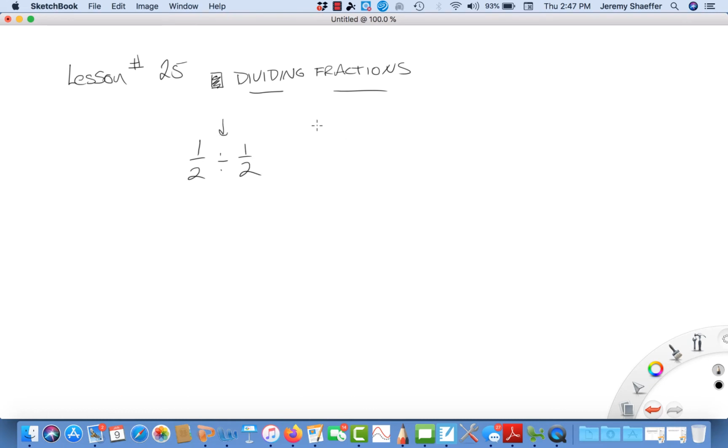Well, this division problem is going to turn into a multiplication problem. However, this division symbol, even though it translates to a multiplication problem, means we have to do something to this fraction. So, this fraction stays the same, 1/2. This fraction, because of the division, we have to multiply by what's called the reciprocal. So all we did was flip this fraction around.